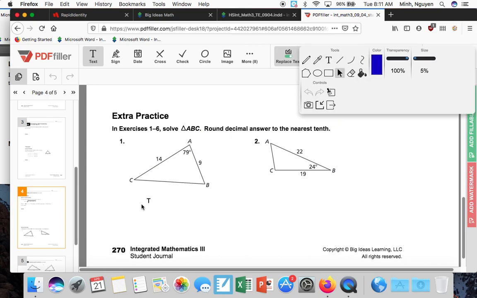Maybe I'll actually type it out instead. Oh, but I don't know how to type exponents. Okay. A squared equals 9 squared plus 14 squared minus 2 BC. Sorry, this is side B, and this is side C. But really, it's just the two sides that you're given in the first place.